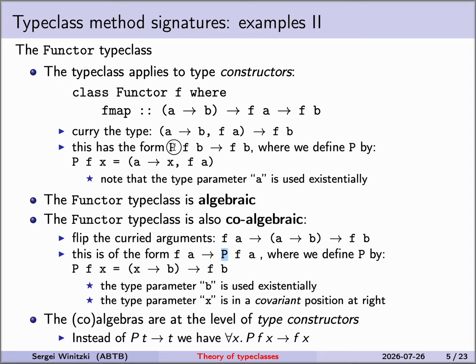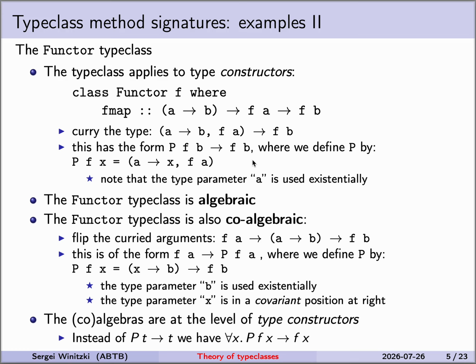And this is okay, so it is not necessarily a problem. Actually it is better if a type class is both algebraic and co-algebraic because it has more type derivation patterns, type class derivations.